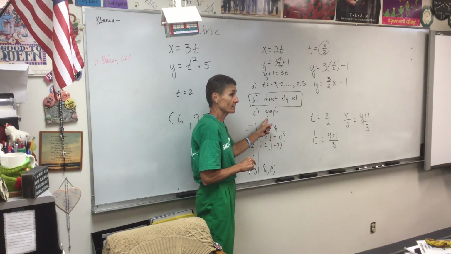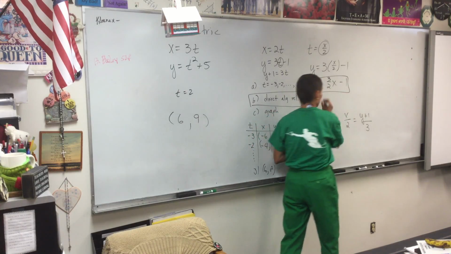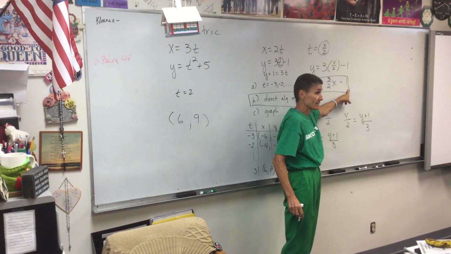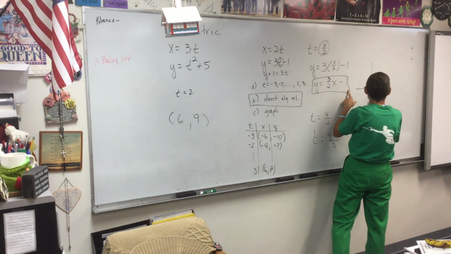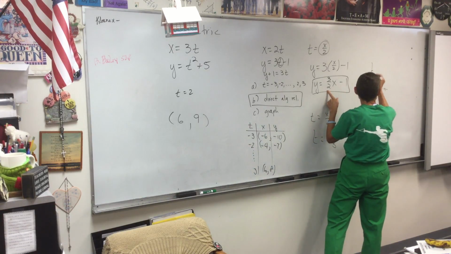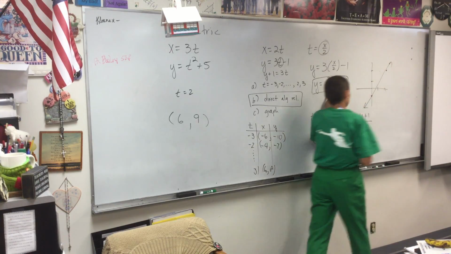And then graph what's left. Well, you should have no trouble graphing the line that's left. What can you tell me about this line? It has a y-intercept at -1, and it has a slope of 3/2. So I'm going to count up 3, over 2, and there is my line.